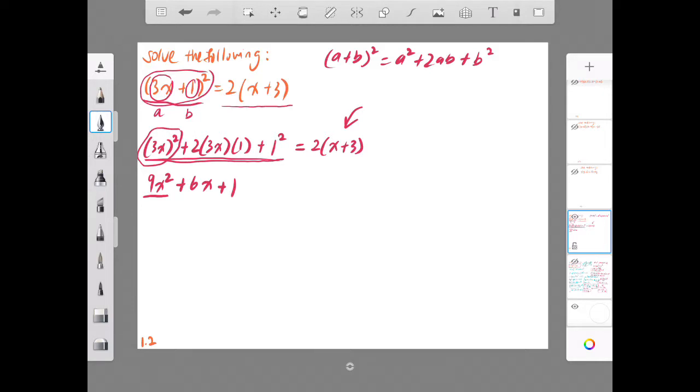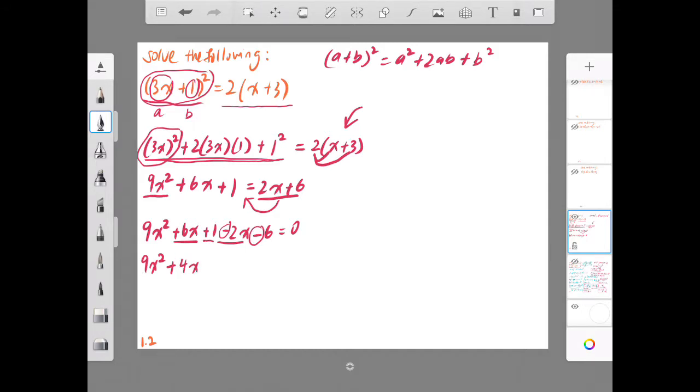equals to, I'm going to do a distribution method for this, so 2x plus 6. Alright, so I'm going to bring this part of the equation to the left hand side. So that will give me 9x square plus 6x plus 1 minus 2x minus 6 equals to 0. So please take note, the sign will change when you shift it to the left hand side of the equation. Alright, so 9x square plus, because 6x minus 2x is equals to 4x, so plus 4x, and then my positive 1 minus 6, that will be negative 5, equals to 0.